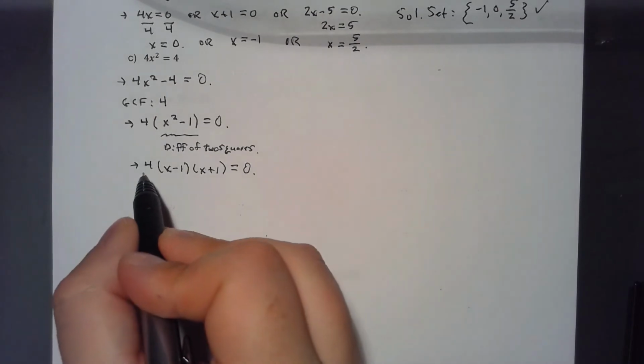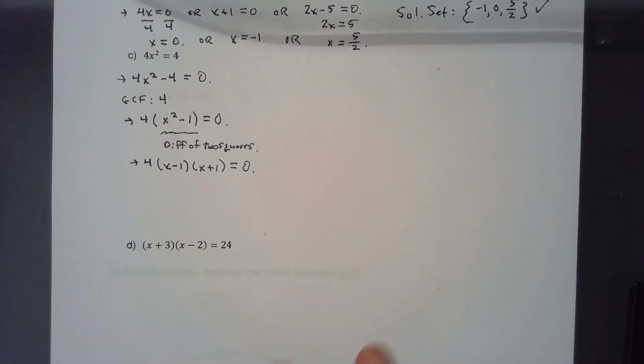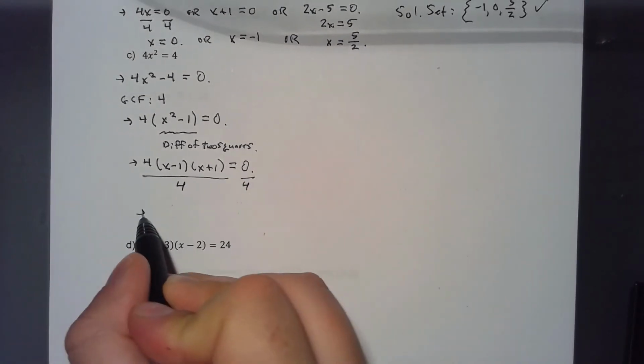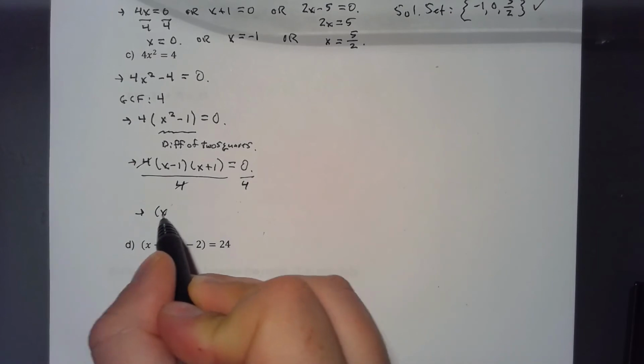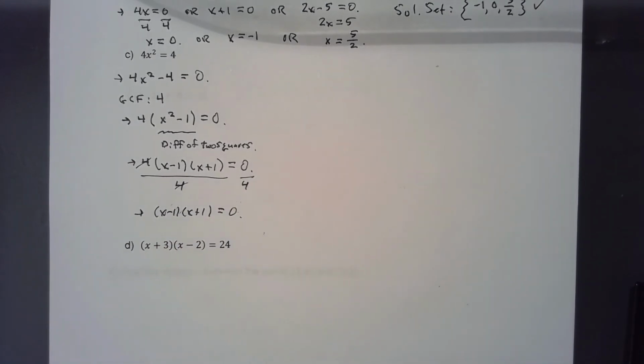I don't care about the 4 here because you're not going to set 4 equal to 0. That's silly. You're not going to do that. So you could just divide both sides by 4 to get rid of it. You're going to be left with x minus 1 times x plus 1 equals 0.